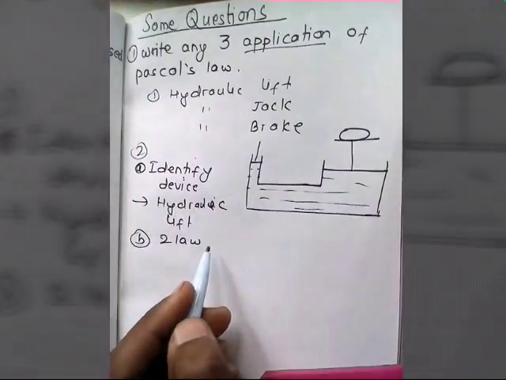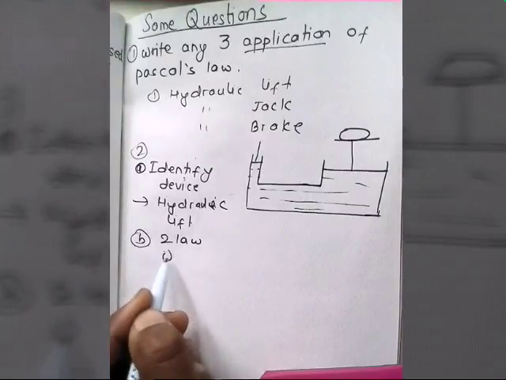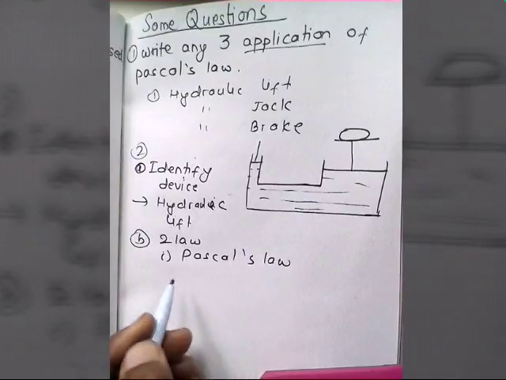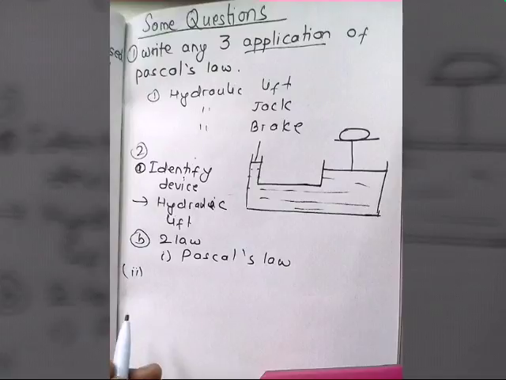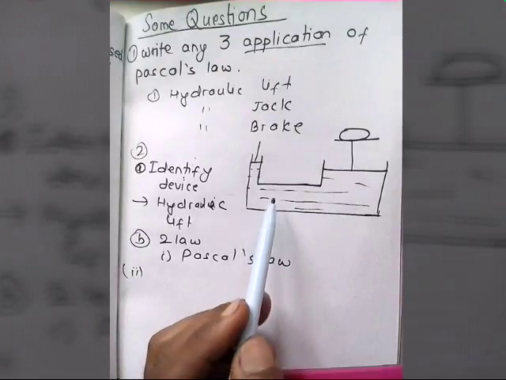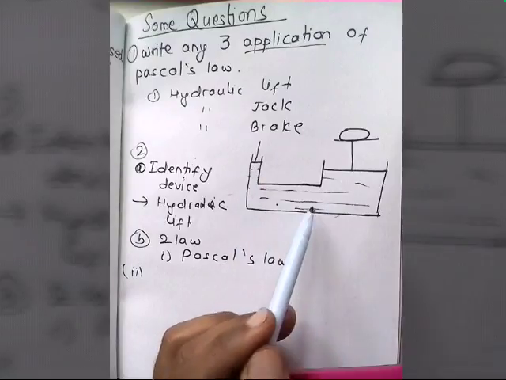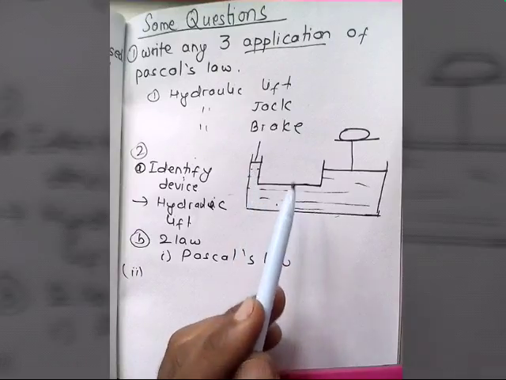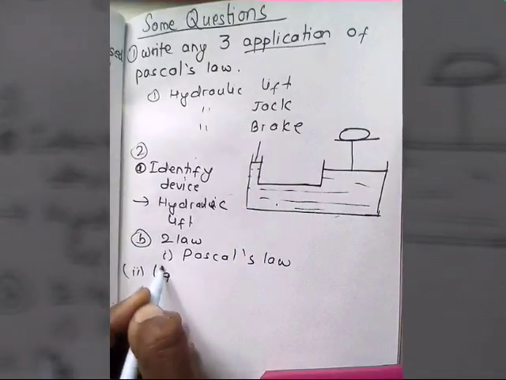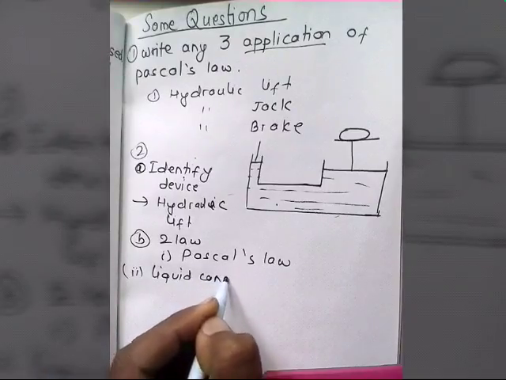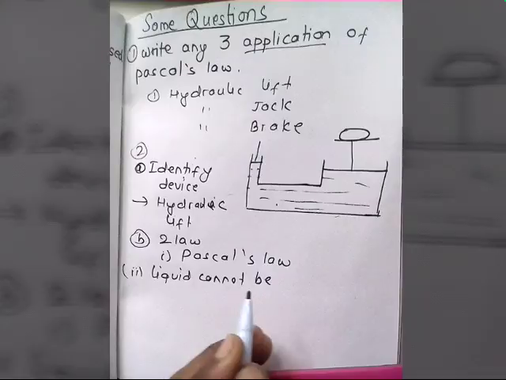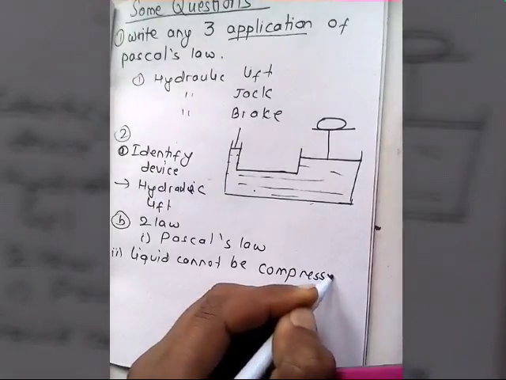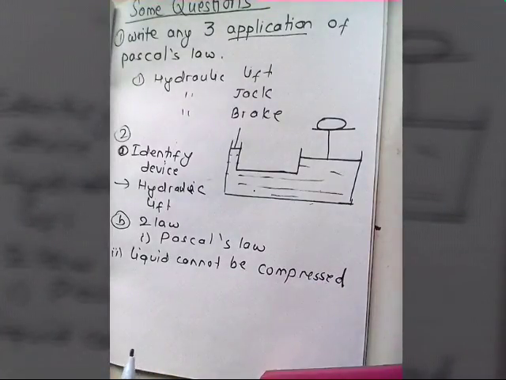The second question that we can link to this: write the two laws on which this device works. Now the first law, we can easily say, is Pascal's law. Now what about the second law? The second law is associated with the nature of the liquid kept over here. So we fill this with water or liquid. Since liquids are incompressible in nature, that means we cannot compress liquid. So liquid cannot be compressed, or you can say liquid is incompressible in nature.